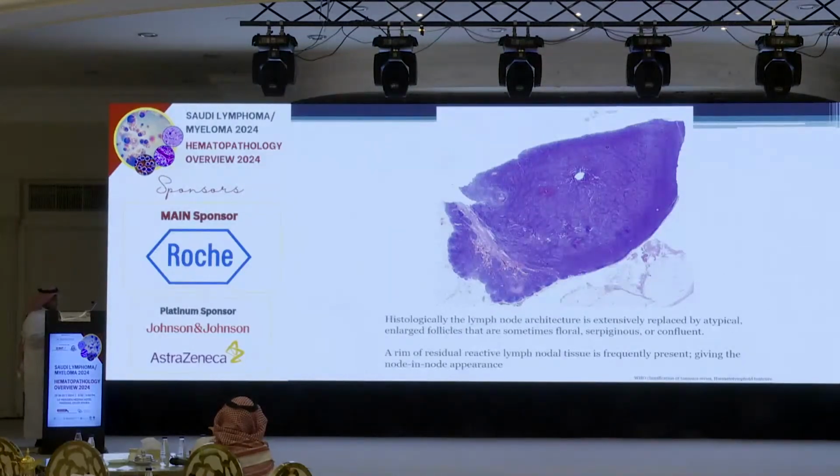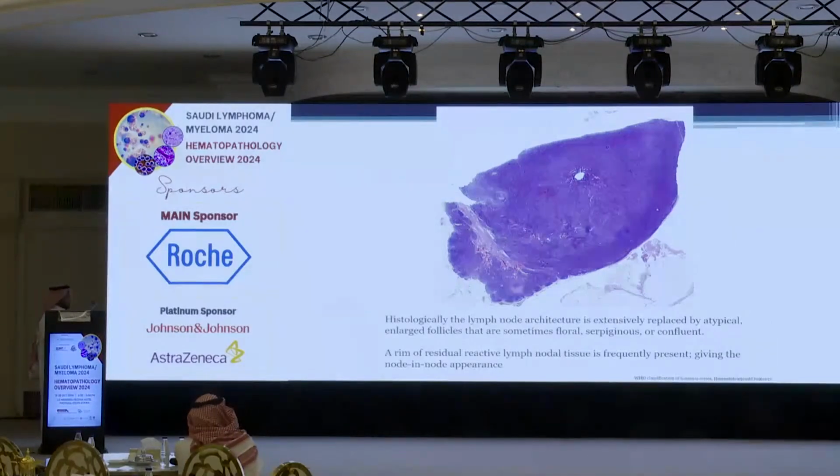The histological presentation of pediatric-type follicular lymphoma usually shows an exclusively follicular pattern of growth. These follicles usually grow as serpiginous or floral, enlarged, back-to-back follicles, and they usually involve part of the lymph node. As we see here, this is the normal lymph node and this is the neoplastic lymph node. This appearance has been described as a node-in-node appearance.